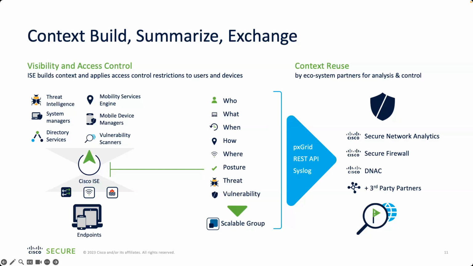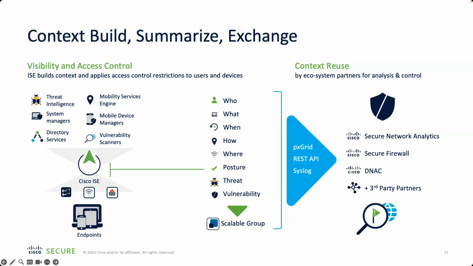Many attributes that you see on the slide can affect an endpoint's authorization to the network. Who the user is, what type of device it is, how it is connecting, from where it is connecting, when it's connecting, whether it's compliant or not. Did we detect any threats? We collectively refer to these policy inputs as context, which ISE uses to make an authorization decision, which can be classified with a security group tag.